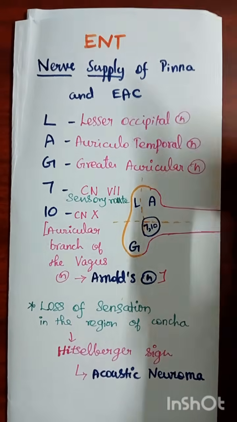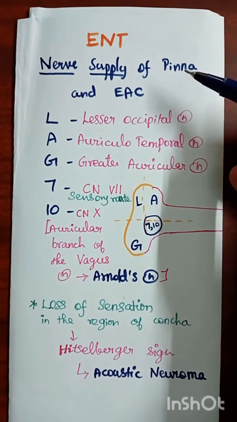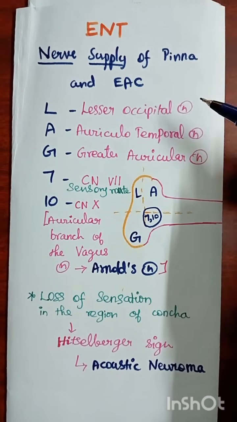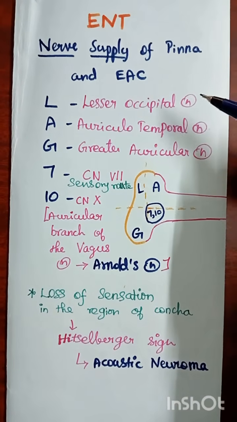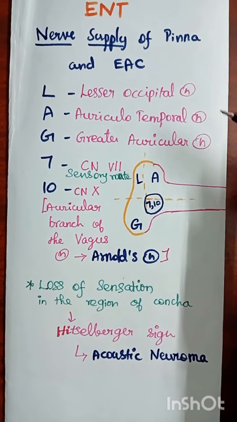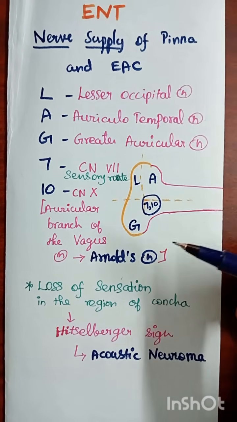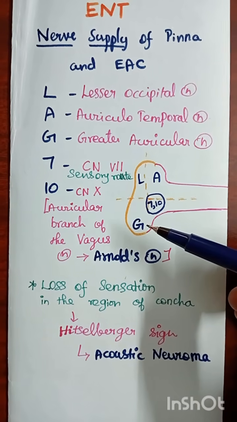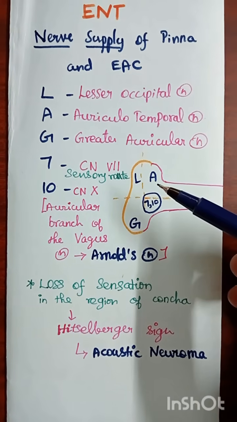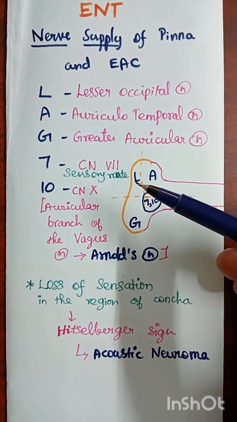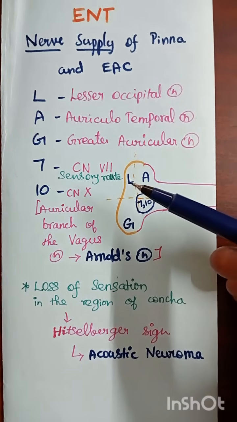In ENT, let's see the nerve supply of the pinna and external auditory canal, and it is remembered by the mnemonic LAG 7 and 10. L stands for lesser occipital nerve, A stands for auriculotemporal nerve, and G stands for greater auricular nerve. The lower half of the pinna is supplied by the greater auricular nerve, and the upper half anteriorly by the auriculotemporal nerve, and the lesser portion by the lesser occipital nerve.